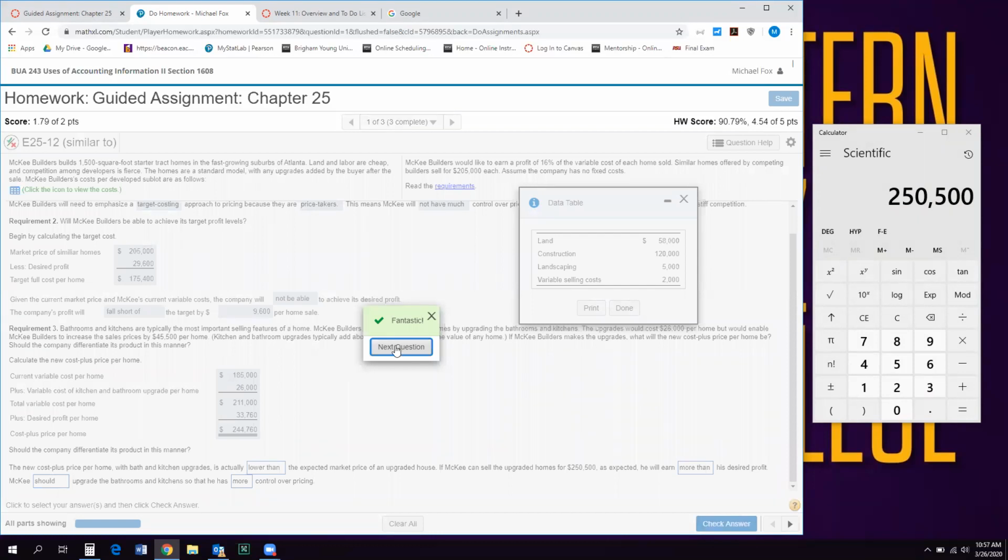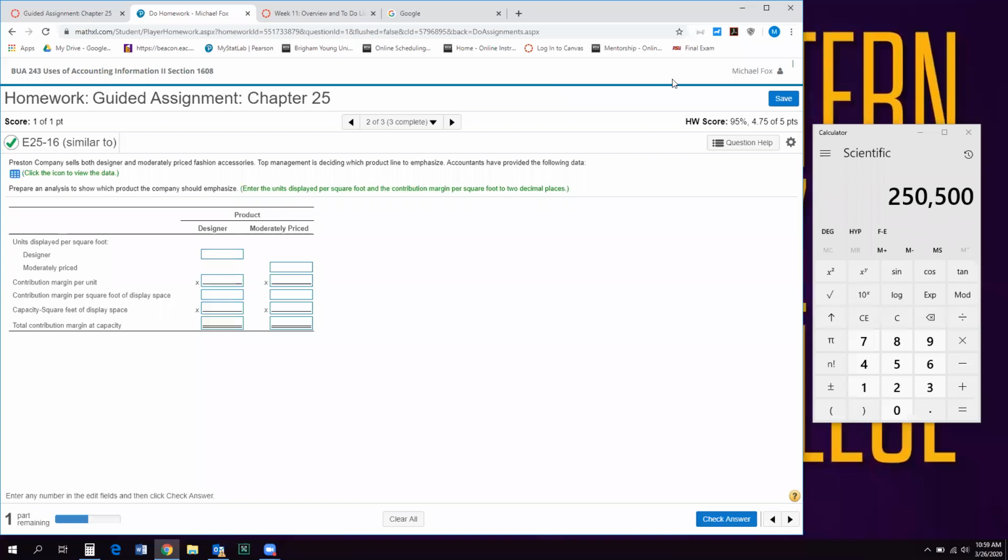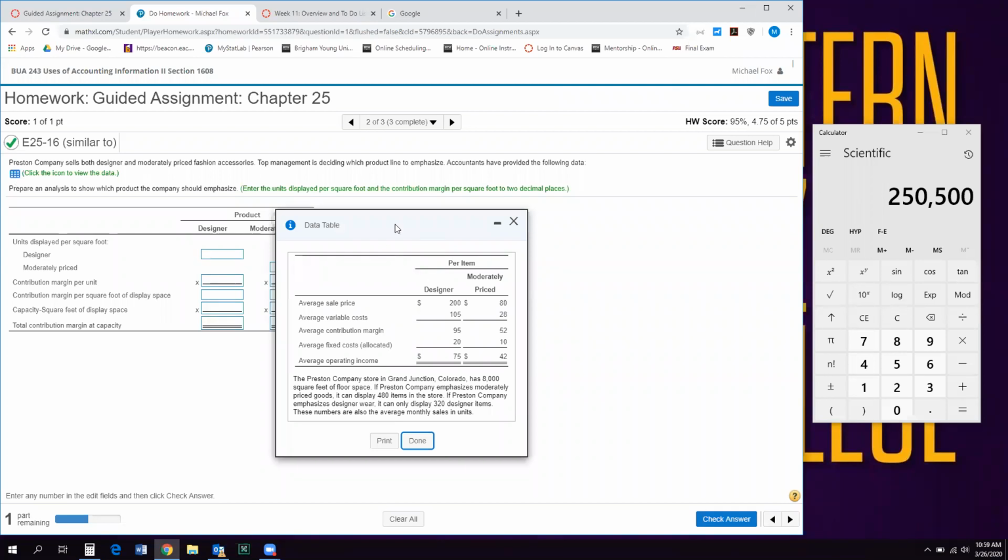And that's the first problem. So let's move on to problem 2. Okay, so here's our second question. Preston Company sells designer and moderately priced fashion accessories. Top management's deciding which product to emphasize. So in essence, they want to figure out which product will make the higher contribution margin per square foot in their store.